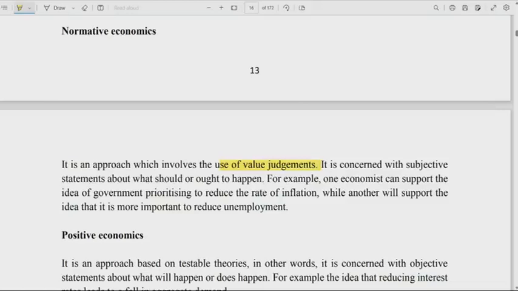An example of the normative approach is, for example, one economist can support the idea that government prioritizing to reduce the rate of inflation, while others will support the idea that it is more important to reduce unemployment. So basically, you could see there are two people actually giving two different suggestions on how they feel things are supposed to be done. That's why we're saying that it is based on value judgment. How one feels. That's why we're saying subjectively.